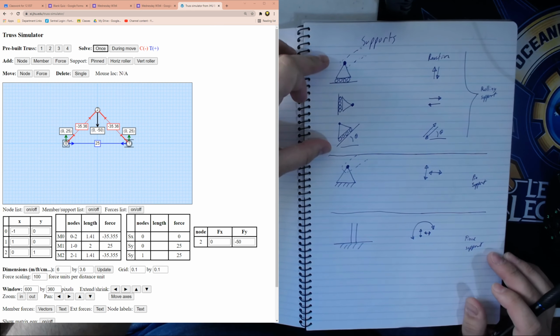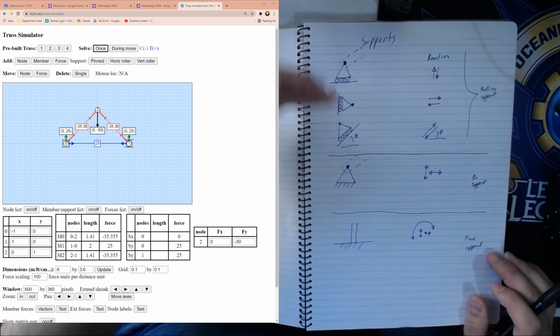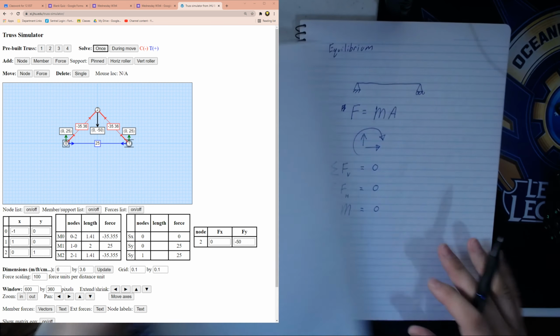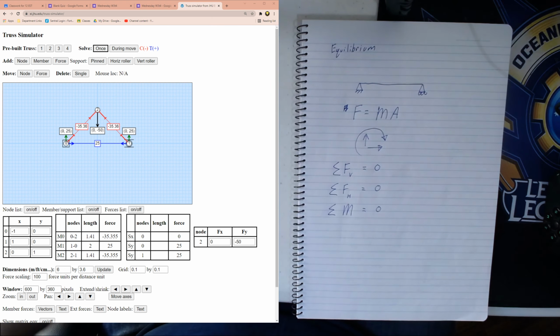Again, rolling supports, the supports that have the wheels on them, can only provide forces in a direction that's perpendicular to the wheels, and a pin support can provide forces in all directions. So let's go over to equilibrium.